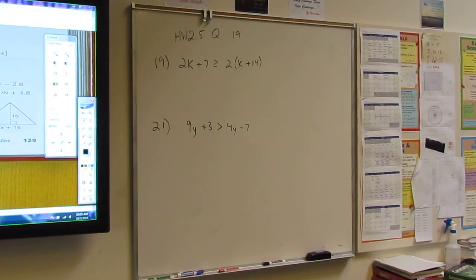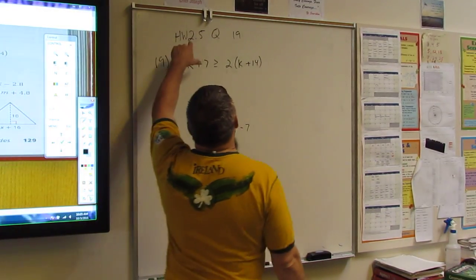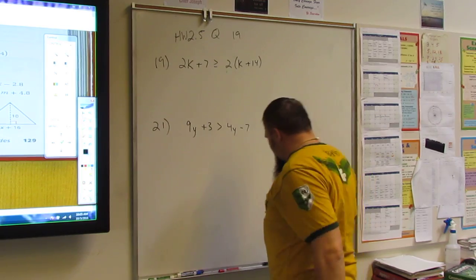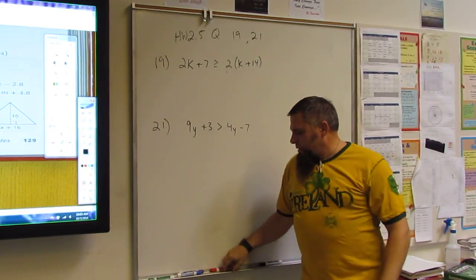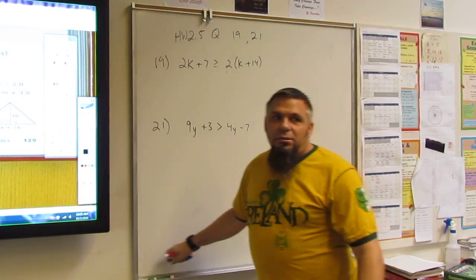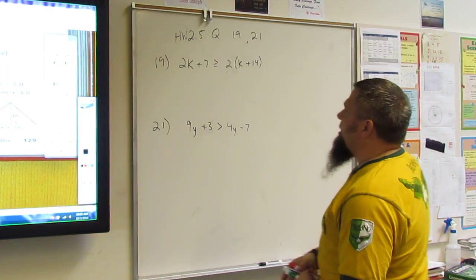Here we go. Homework 2.5, questions 19 and 21. Let's try to do these really quickly and move on. We're going to try to get through 33.